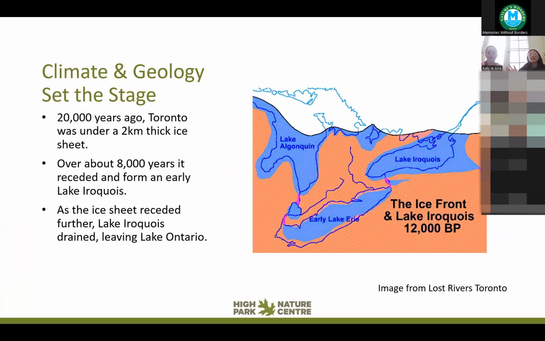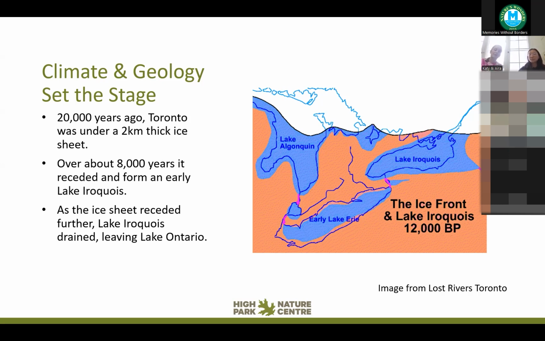Setting the stage with our giant sheet of ice. Approximately 20,000 years ago, Toronto was under a 2-kilometer thick ice sheet, which is, I don't know, some 6 CN Towers on top of each other or something crazy like that. Over about 8,000 years, it receded to form early Lake Iroquois, which was very big. As this ice sheet receded further, Lake Iroquois drained either south or north into the St. Lawrence River, leaving behind Lake Ontario.